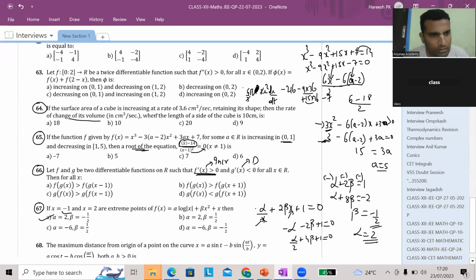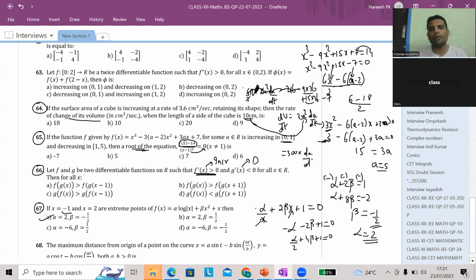Use a cube formula. Oh, sorry, cube. So cube, that means change in volume they're asking. So they're asking dV by dt. dV by dt is nothing but when you differentiate a cube, you'll get 3a square into dA by dt. Correct? Yes, sir. And a they have given. How much is a? 10. So 300 into dA by dt.